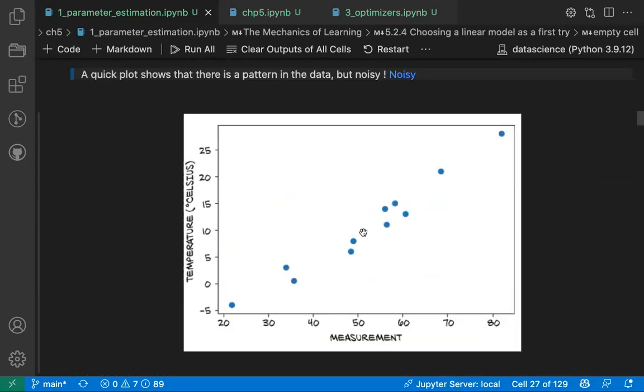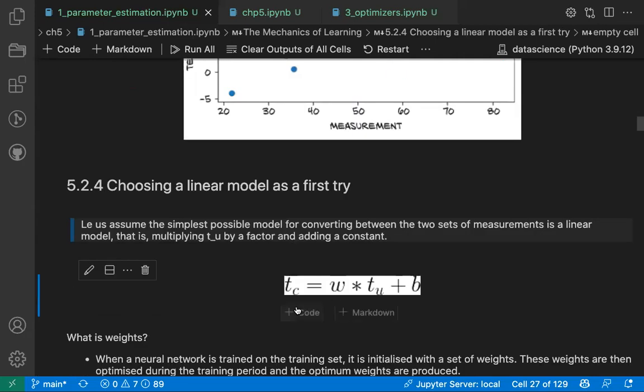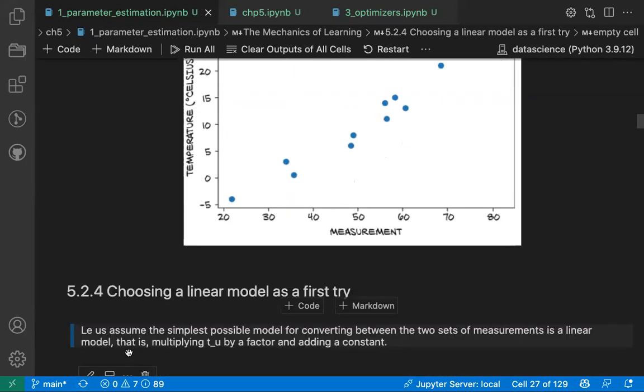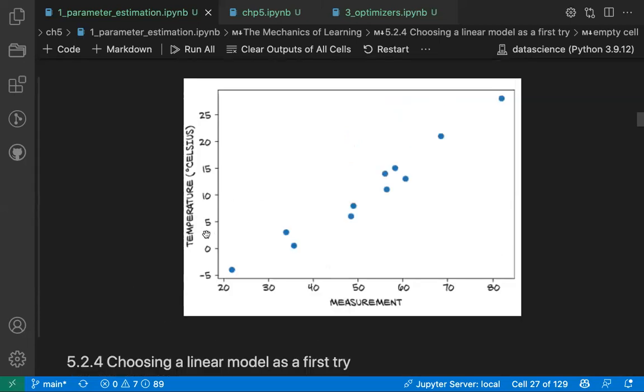We can use a linear model. A linear model is something like this, right? If we want the temperature in Celsius, we can use weight times temperature in unit plus bias. This is something we know from mathematics: y equals mx plus c. If we want to model a linear relationship, we assume the simplest possible model between the two sets is a linear model. So we make the assumption that the relationship between this and this is linear.